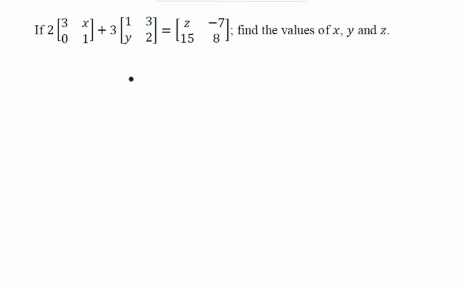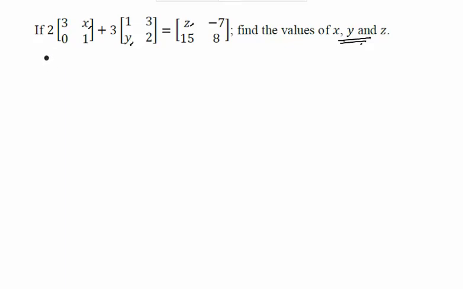Okay, so in this question, we have some equation which involves matrices, right? And the question is find the values of x, y, and z. You can see x, y, z as the elements of the three matrices, right? So to find these values, we will have to simplify the matrices.